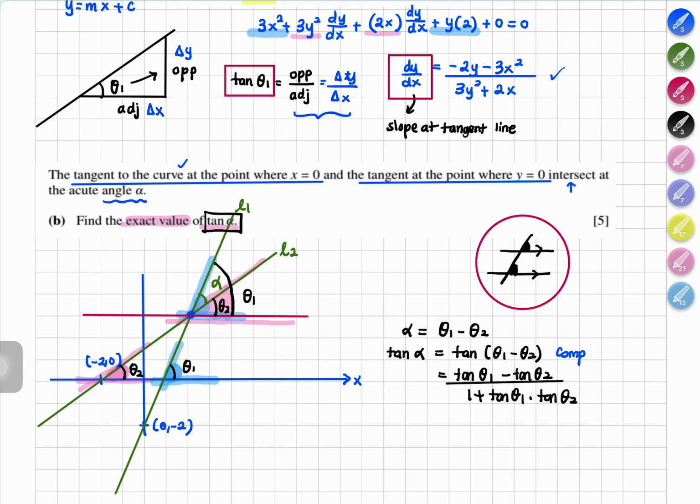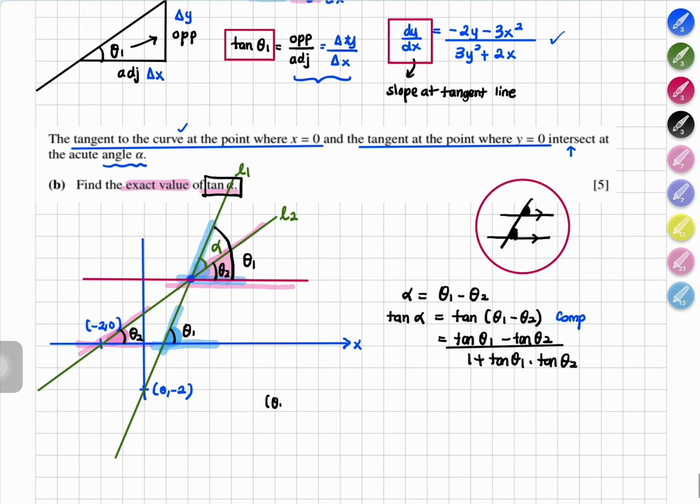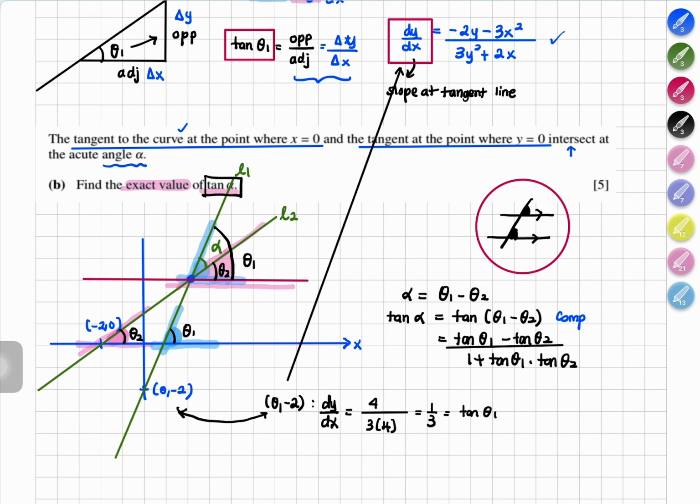So what is my point now? My point is 0, minus 2. At 0, minus 2, what is my dy dx? Okay, how do you do this? Take this and substitute into this. What would you get? Your x is 0. So that is giving me 4 minus 0 divided by 3 times 4. So this is 1 over 3. And what is this 1 over 3? It's angle theta 1. So that is tangent theta 1.